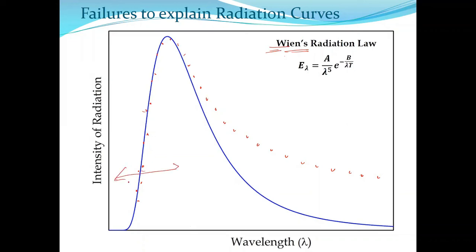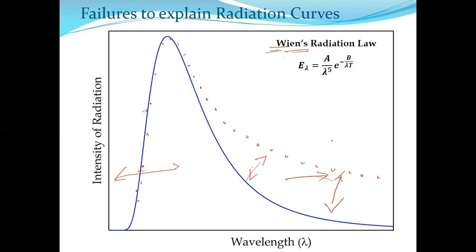But if we try to use it for the higher wavelength side, you observe the experimental curve. This is the experimental curve, and this is the theoretical prediction. They are far from each other. With more and more wavelength, the gap increases. So it is not good at all for the higher wavelength side. That is the failure of Wien's radiation law.